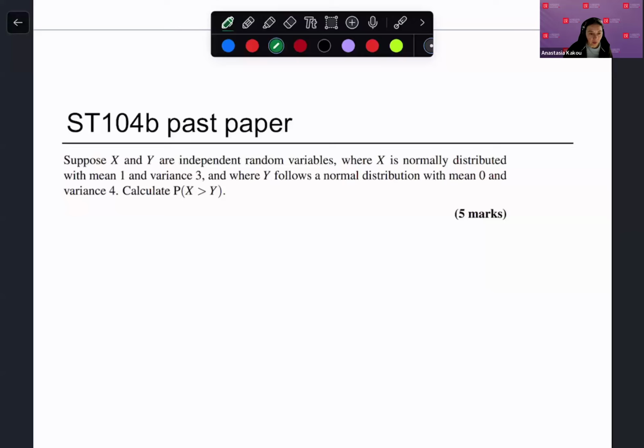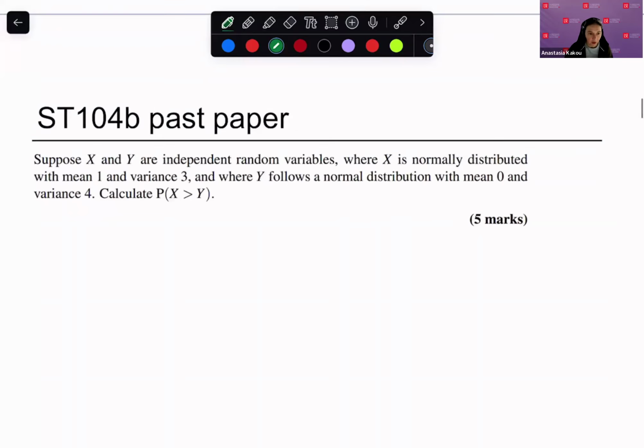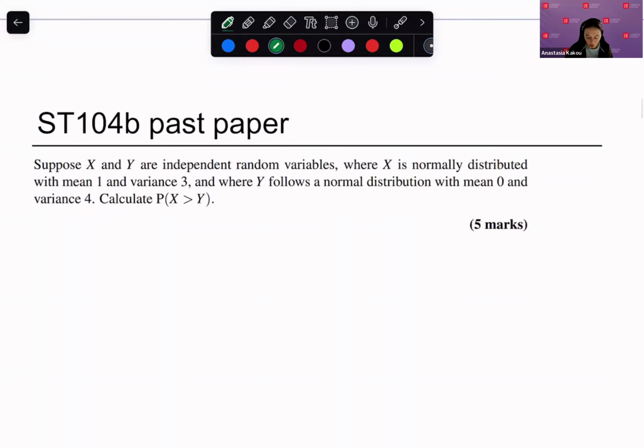Then the next one is about normal distribution. You will have a question on either a normal distribution of the population or of the sample mean. Either way, a normal distribution question is very likely to appear in your paper.